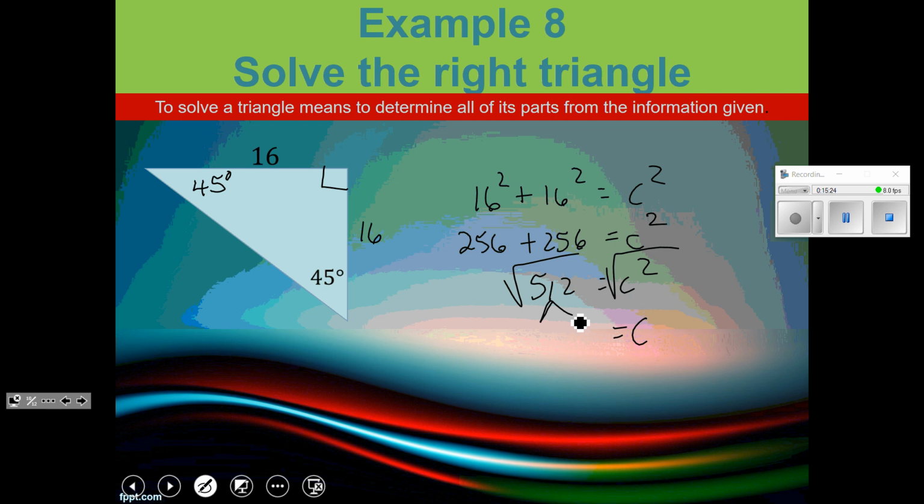You can factor this down into 256 times 2 and then 16 times 16. You can keep going into 4 and 4 and 2 and 2, but I'm just going to go ahead. I've got a pair of 16s here, so that comes out as 16 times the square root of 2. And so there is your hypotenuse. Okay, and so you have now solved the triangle because you found all the angles and all the sides.